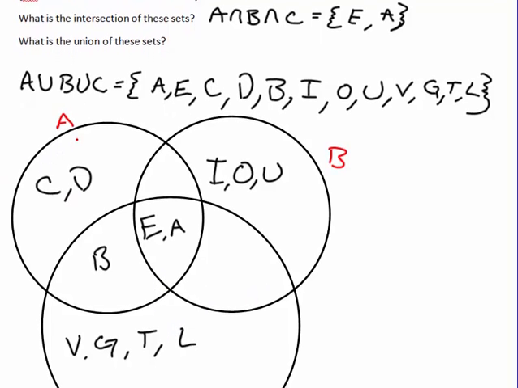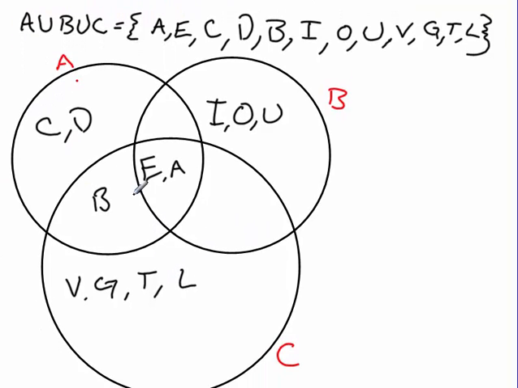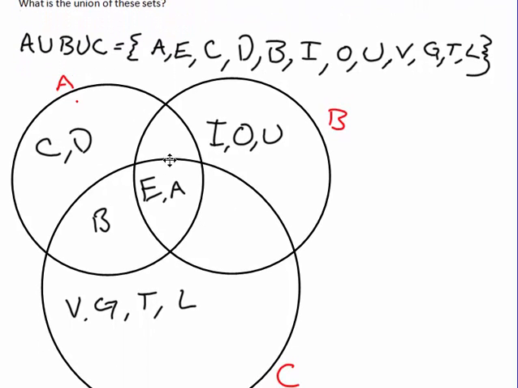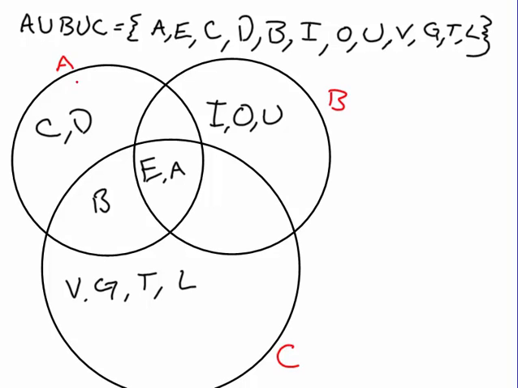Okay, so here, the union is all of those letters. So all I did is I picked out all these letters here. The intersection is just the one that's in all three. So it's helpful to think about sets and unions and intersections using Venn diagrams.